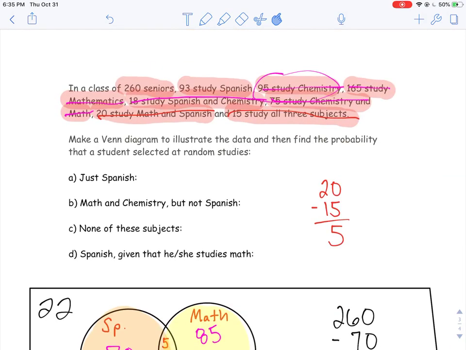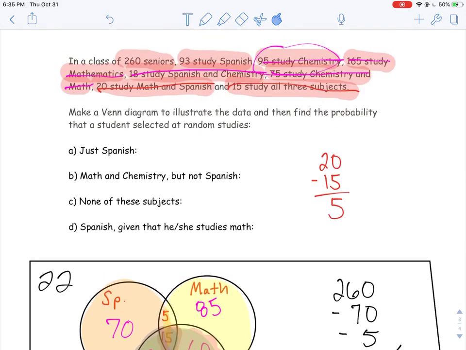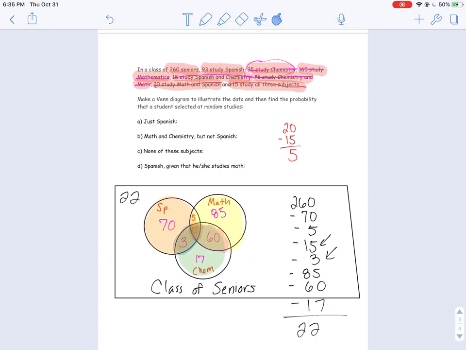You'll notice what I did was I started with the 15 for all 3, and then I looked at the 20 who took math and Spanish, the 75 who took chemistry and math, the 18 who took Spanish and chemistry, and then I was able to work with the 165 who study math. If you just start at the beginning here, just going through the 93, 95, 165, it might be a bit more difficult. Chances are there might be people out there watching this saying, I did it that way and I did fine.